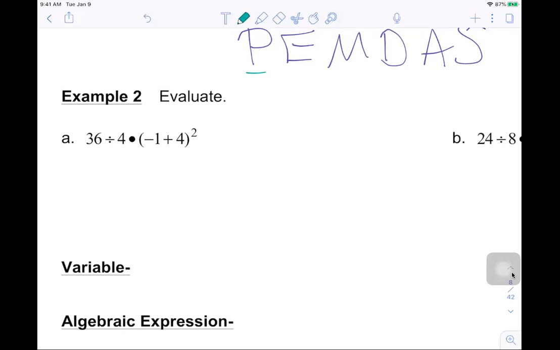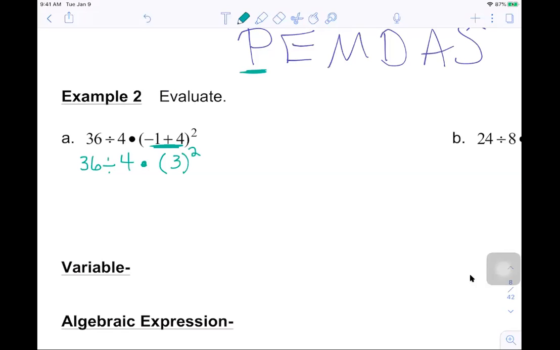So the first thing is P. We said it was parentheses. That means I need to go in the middle of the parentheses, which is right here, underlining it, and I need to combine those numbers in the parentheses. So I have 36 divided by 4. I have a times symbol, and then inside the parentheses, I'm going to add -1 plus 4. Josh, what is -1 plus 4? It's 3. Perfect. Great, Josh.